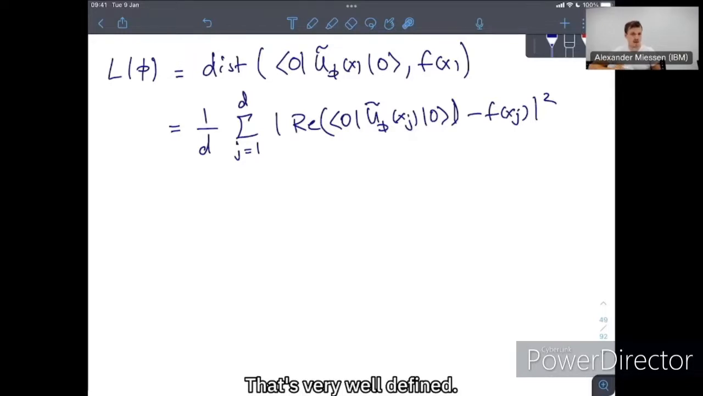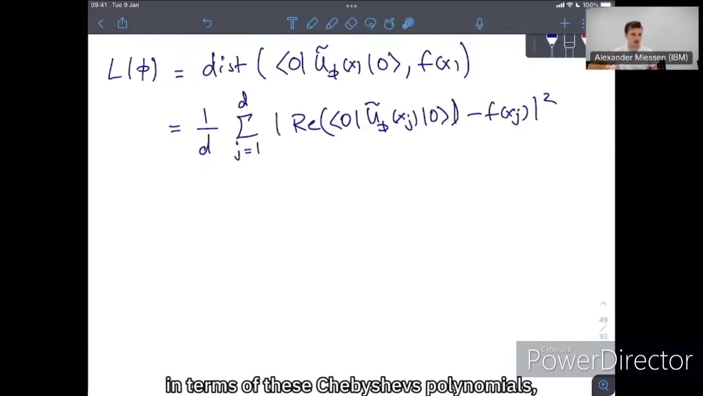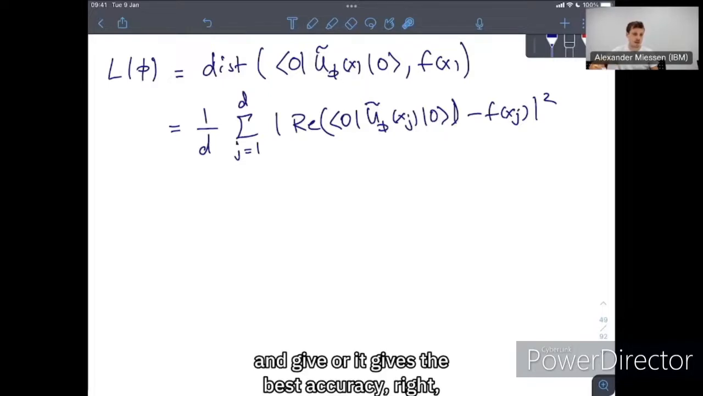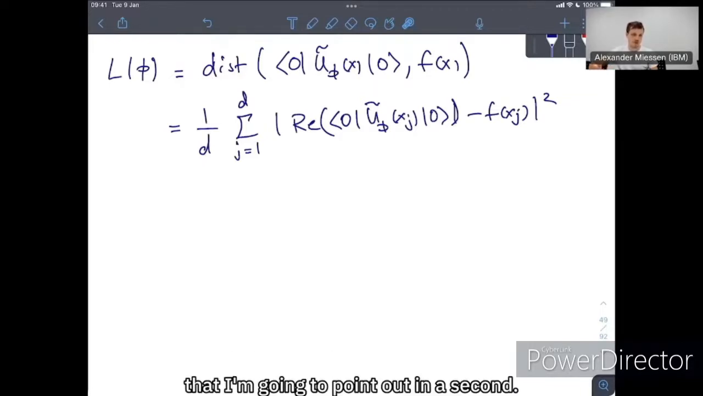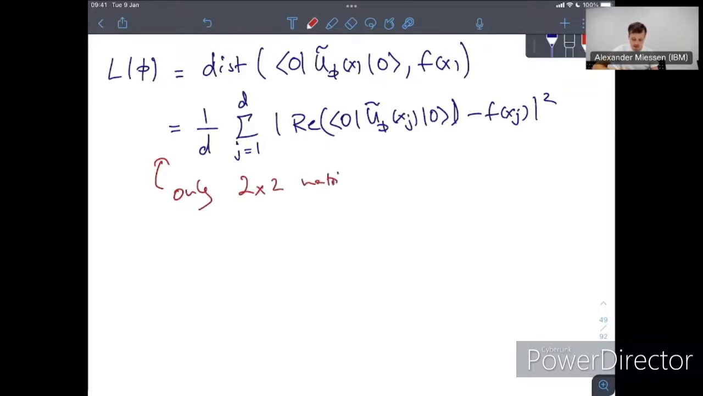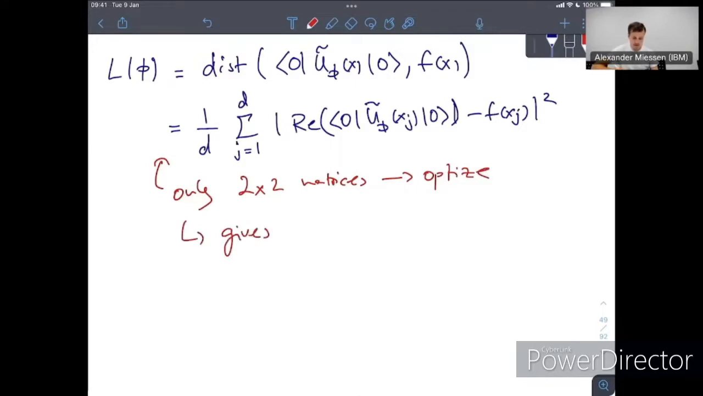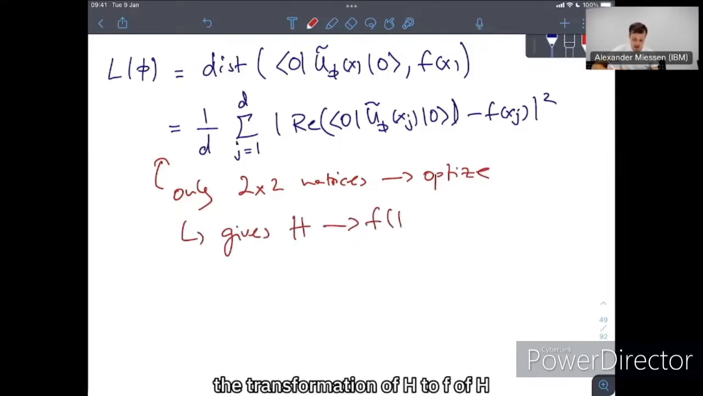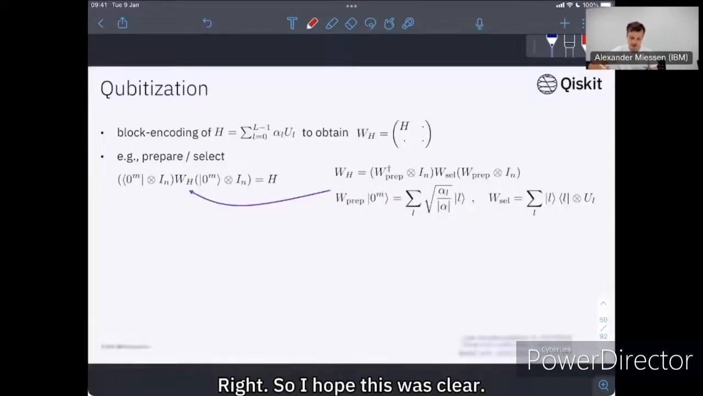Okay, that's very well defined, and it turns out that if you construct it like this, together with an expansion of your target function in terms of these Chebyshev polynomials, then this optimization converges best and gives the best accuracy and stability, which you can also read up on in this reference that I'm going to point out in a second. But essentially, it's important that this is only 2 by 2 matrices which you have to optimize, okay? And this gives you the transformation of H to f of H if you have a block encoding of your Hamiltonian, okay? Right, so I hope this was clear.